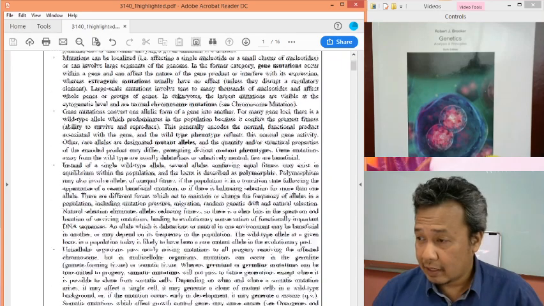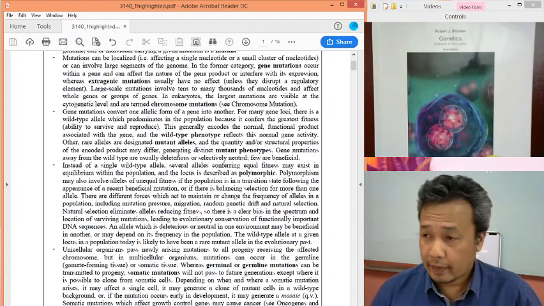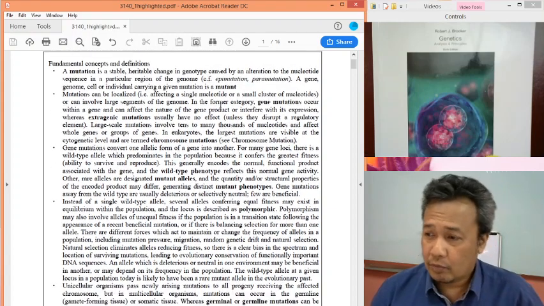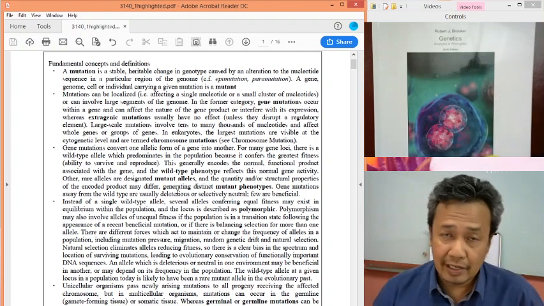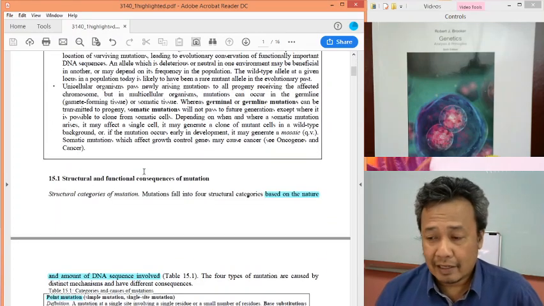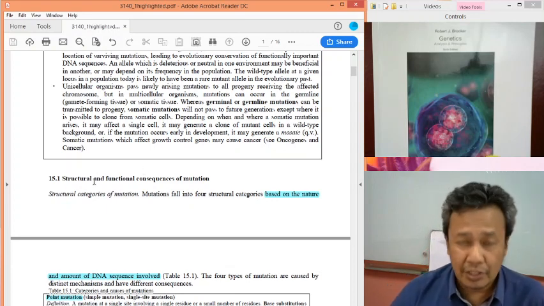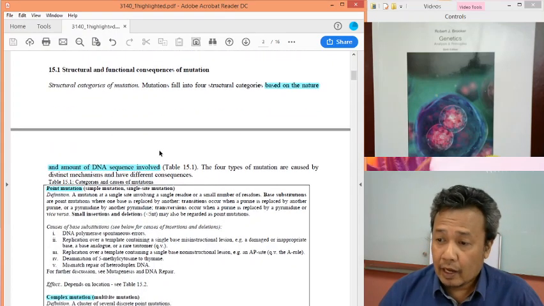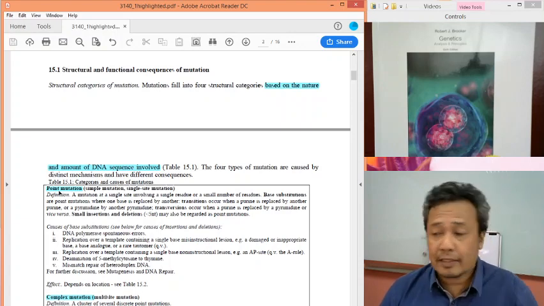For example, the first box is just an overview of the whole chapter, which talks about what is a mutation, what is gene mutation, extragenic mutation. So along the way in the text they will give you additional explanation. It starts off with looking at the structure and functional consequence of mutation. It starts off with the structure. I'll focus on the tables because again quite a lot of the explanation is in the text.